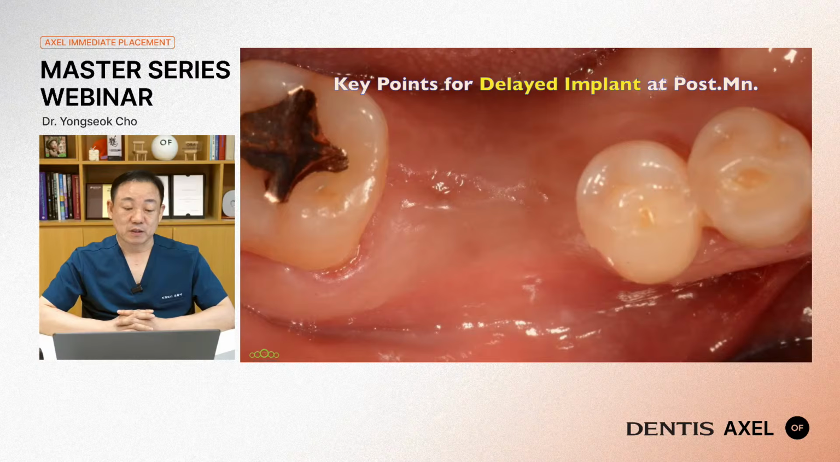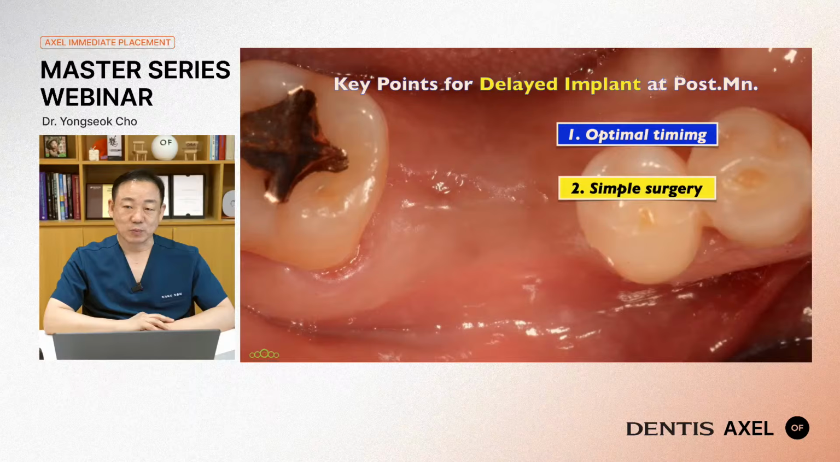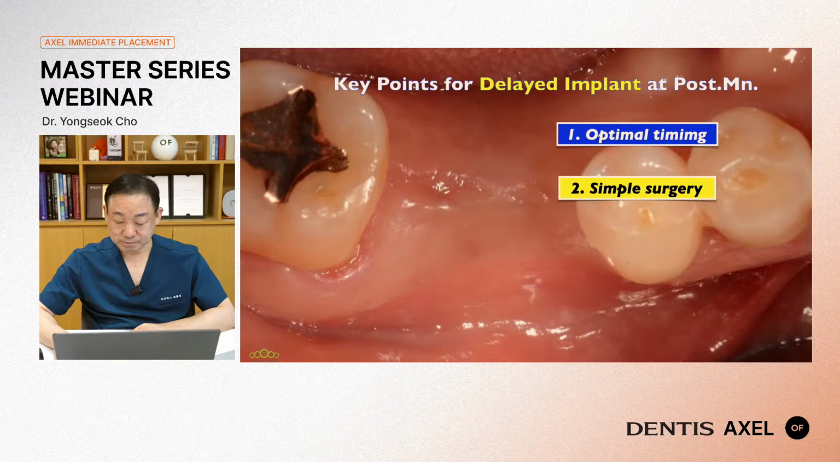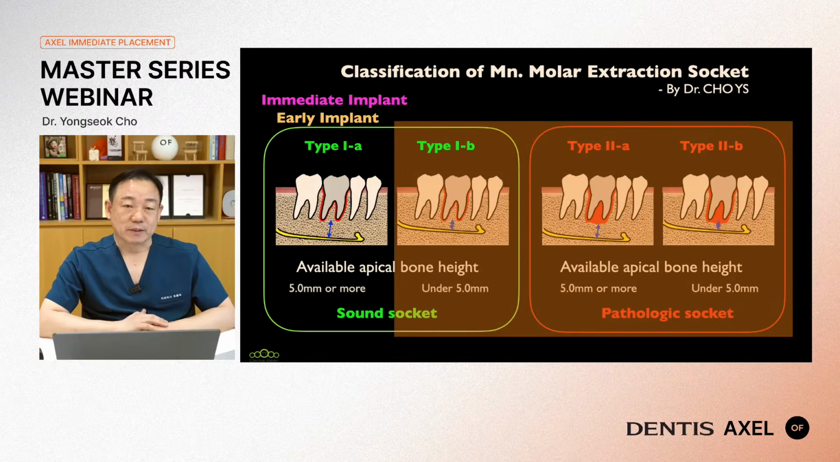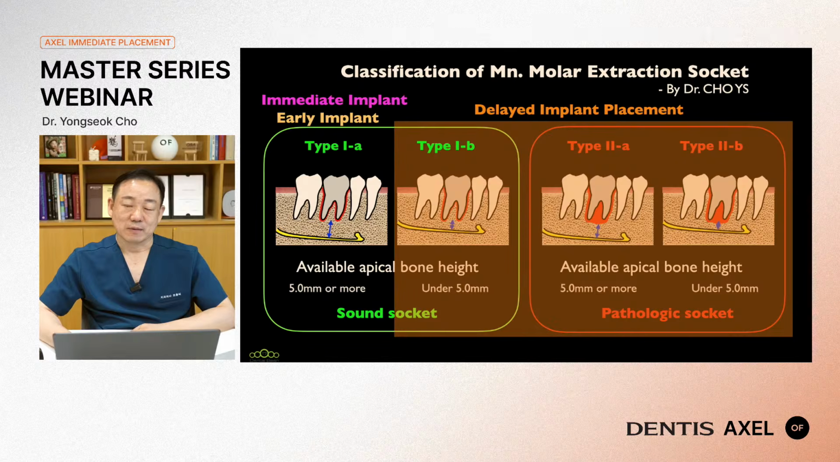The key point for a delayed implant is, first, it is the optimal timing to place the implant and do simple implant surgery. Immediate and early implant indication is the type 1A extraction socket. The others, type 1B, type 2A, and type 2B, belong to delayed implant placement indications. So many cases belong to delayed implant placement indications.